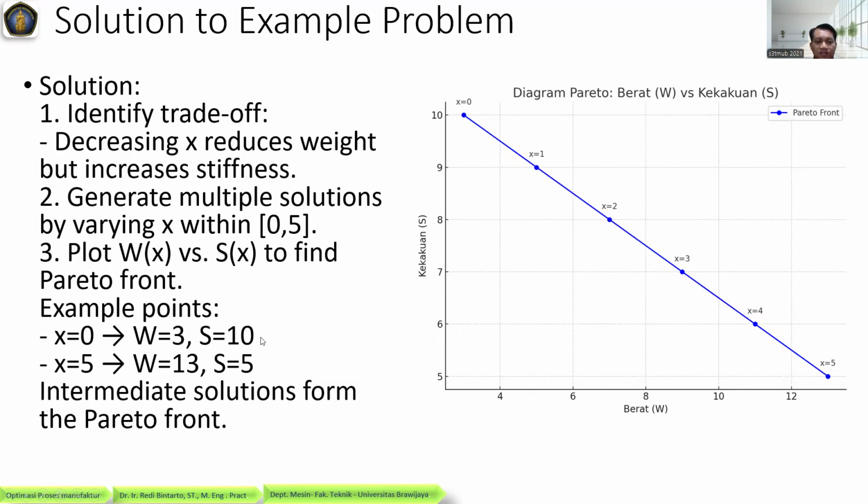Example point, this is where we fill in the formula, and then intermediate solutions from the Pareto front we can see here. This is the stiffness and the weight here. So this is a Pareto front here. And the result is that the stiffness and the weight are not linear, because they have a trend like this.